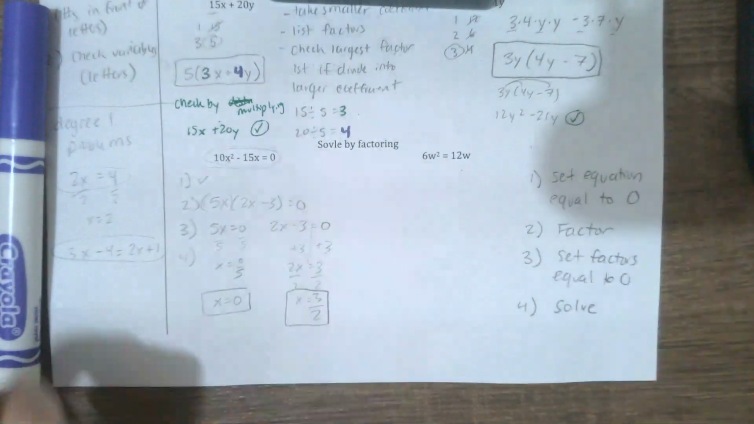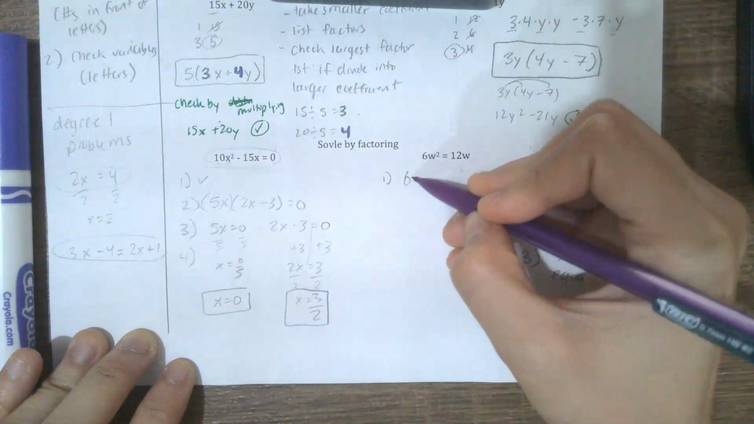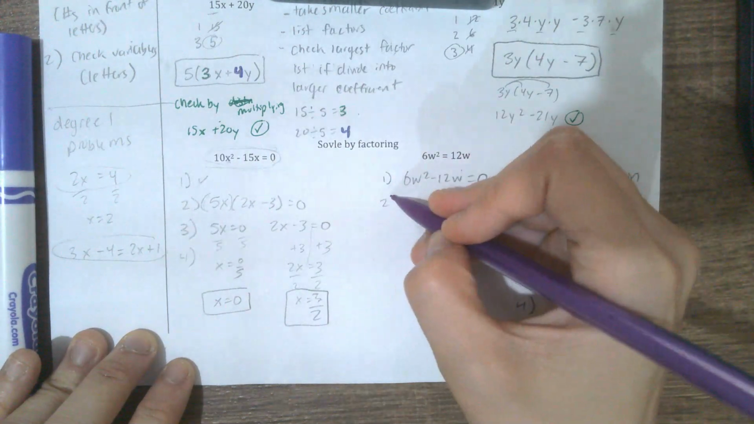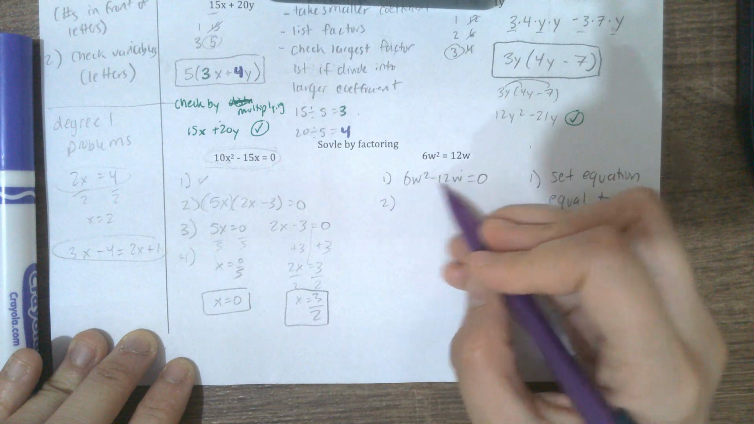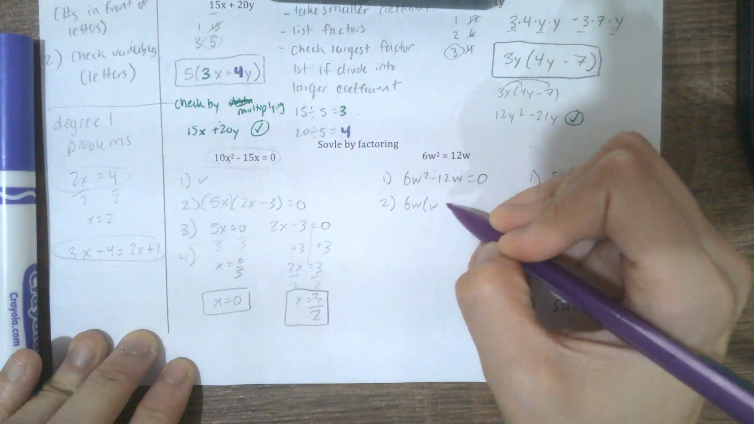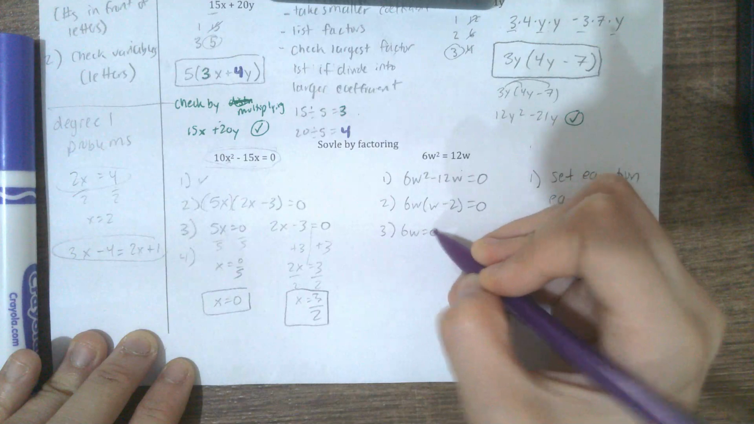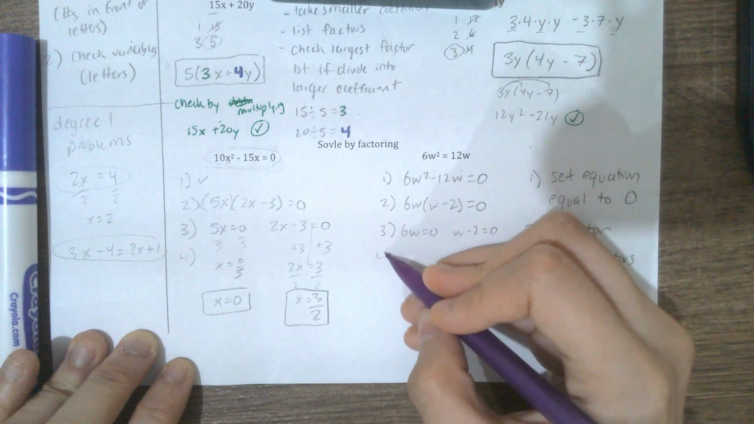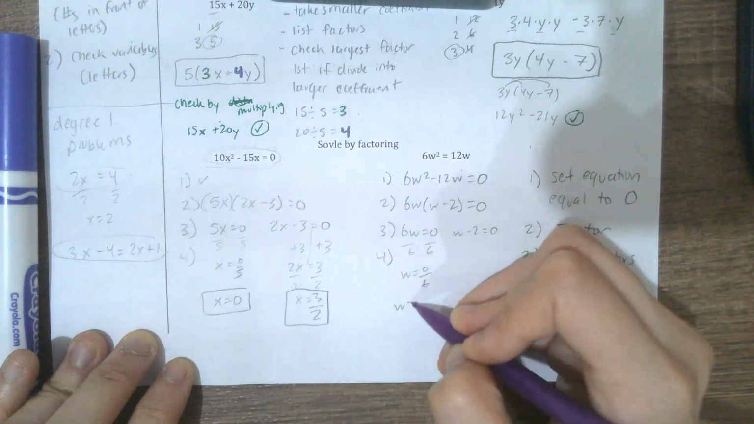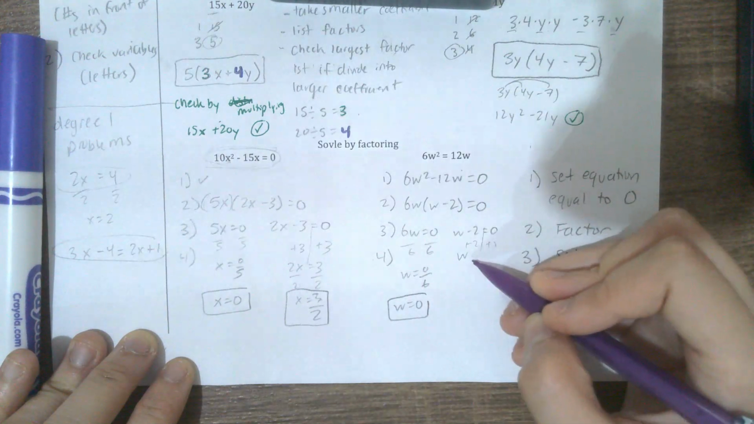All right, let's do the other one. So 1, we just set them equal to 0, so we're going to subtract 12w on both sides. 2, we're going to factor, so they're both divisible by 6, and they both have a w to give, right? This has 2 w's, this has a w, so we have 6w. We're left with a w, we're left with a 2. We're going to set both the factors equal to 0, and then we're going to solve. Plus 2, plus 2.